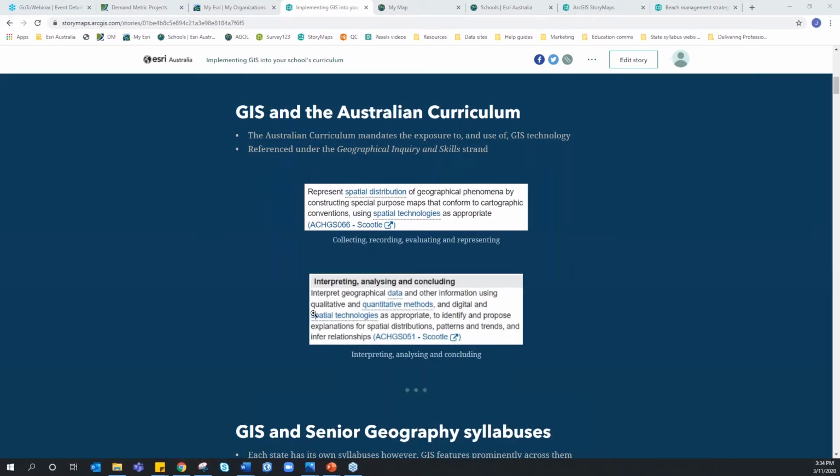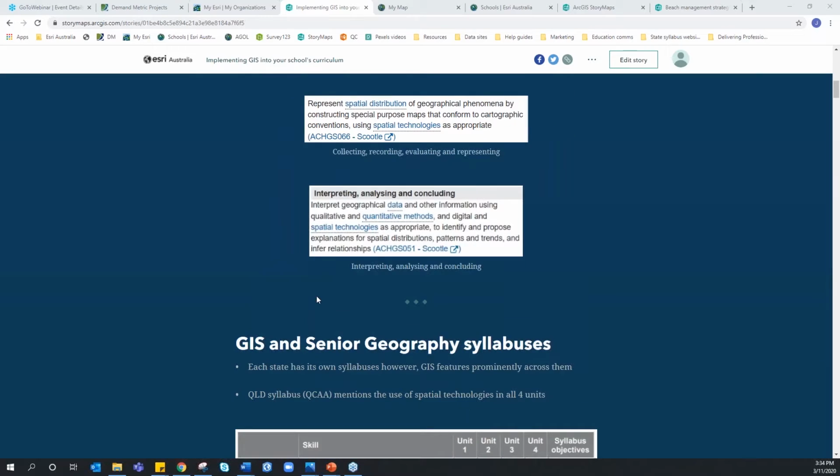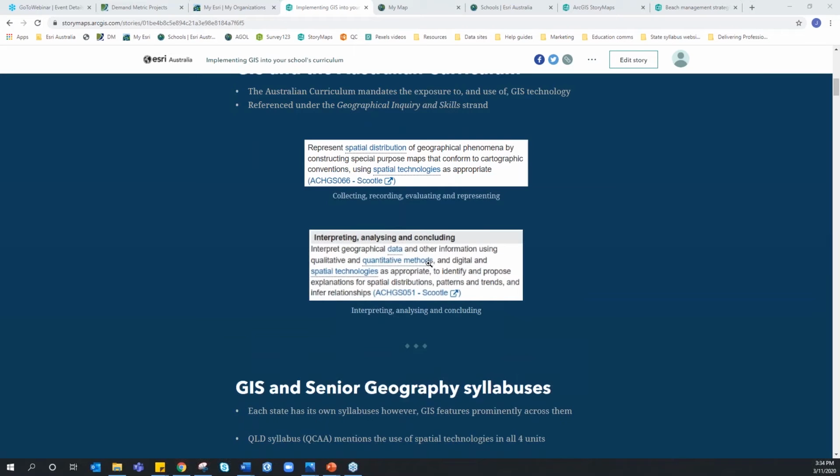Another example, under interpreting, analyzing, and concluding, students will interpret geographical data and other information using qualitative and quantitative methods and digital and spatial technologies as appropriate to identify and propose explanations for spatial distributions, patterns, and trends, and infer relationships. So right off the bat here, we can see that the use of geospatial technologies is specified in the Australian curriculum. And I want to draw attention to these two words that follow spatial technologies, and that's as appropriate.